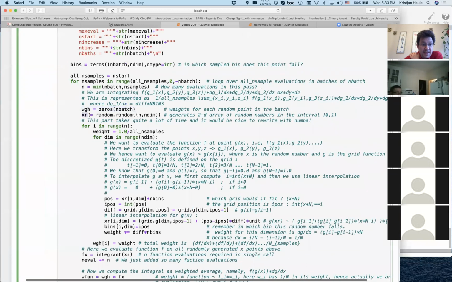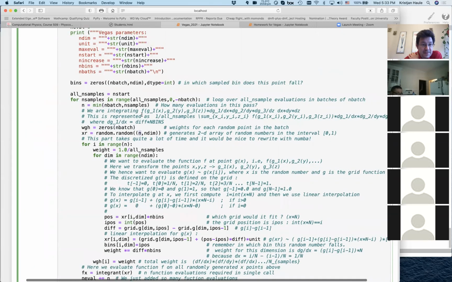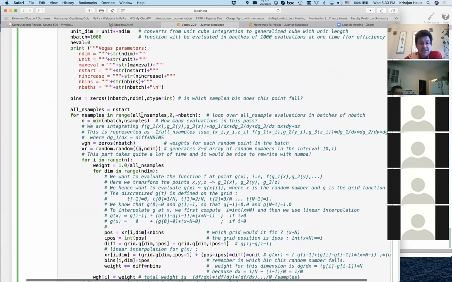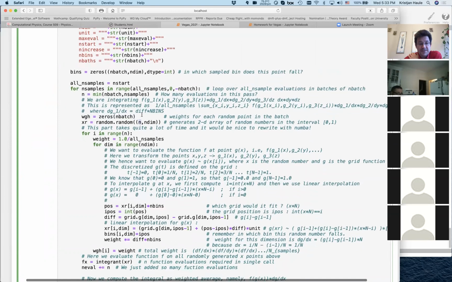Then XR here are the random points. With this call to random, we generate a two-dimensional array of random points between 0 and 1. How many? Well, n batch, roughly on the order of 1,000. We said n batch is 1,000, so it's going to be 1,000 times n dim, which is 3 in this case. So it's 3,000 random points.